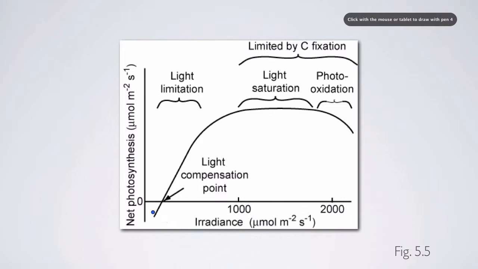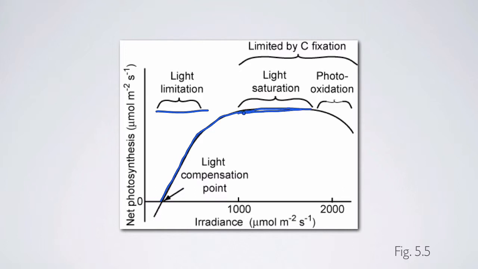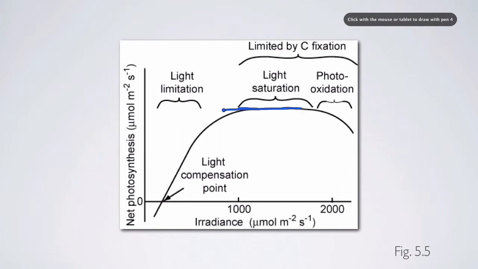Now, as it gets brighter and brighter beyond the light compensation point, you tend to have a relatively linear increase in net photosynthesis. And over this range, we tend to think of photosynthesis as being light limited. So we initially have a linear increase. Then it starts to level off until you get to a point where additional amounts of light don't actually generate more photosynthesis, but nor does it lower photosynthetic rates. And this is a point where you're at light saturation.